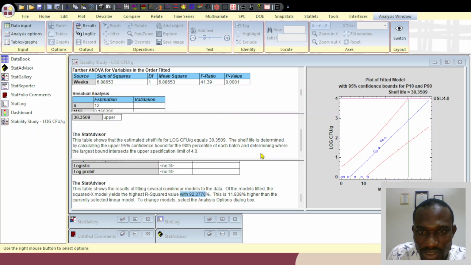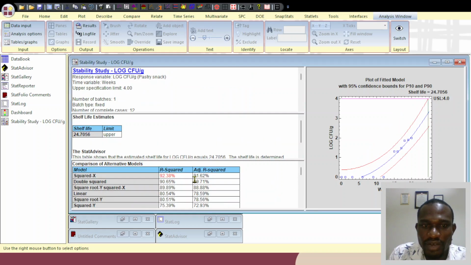So I'll go to an alternative model and I'll change it from linear to, notice that this is squared root of y, not squared x. This is also squared y and not squared x. Squared y is squaring your response, the y-axis. So my interest is in the squared x. So I'll look for squared x, which is here. And I'll get a new model fitted for me.